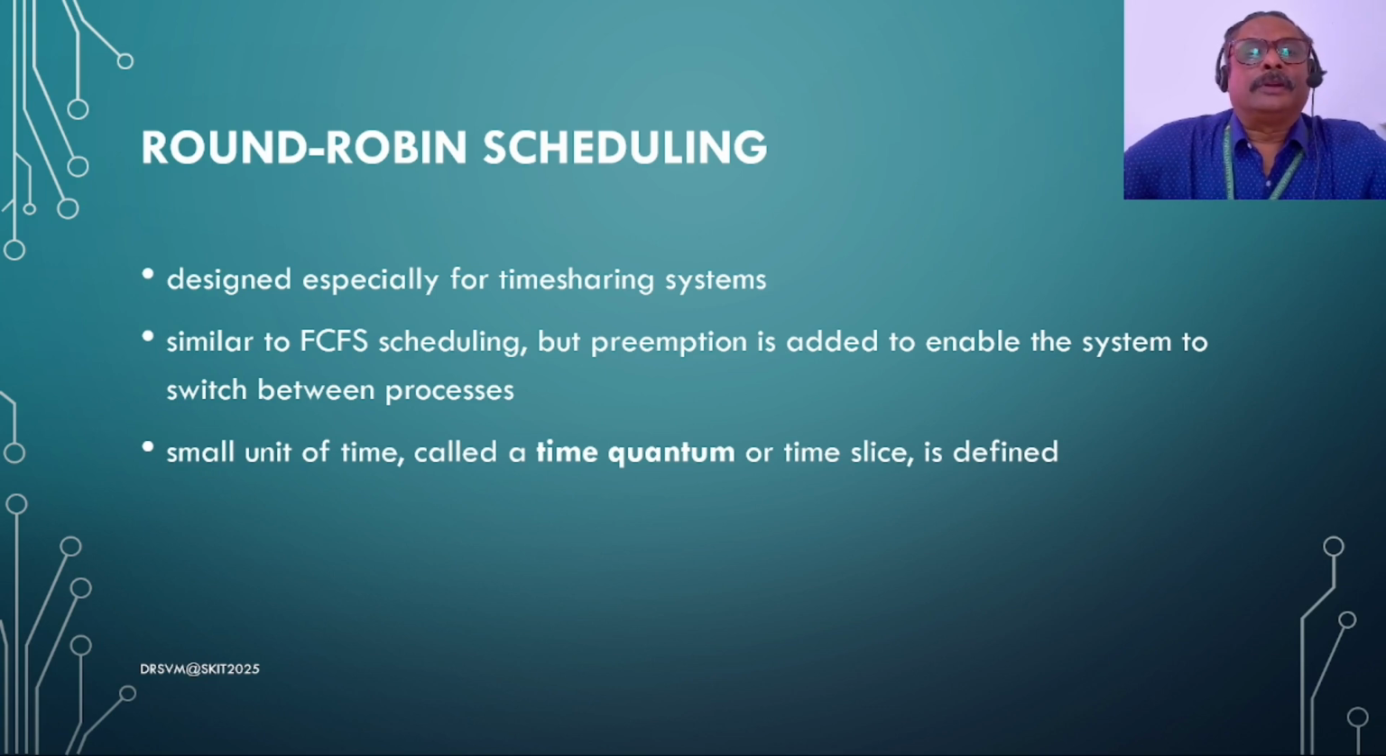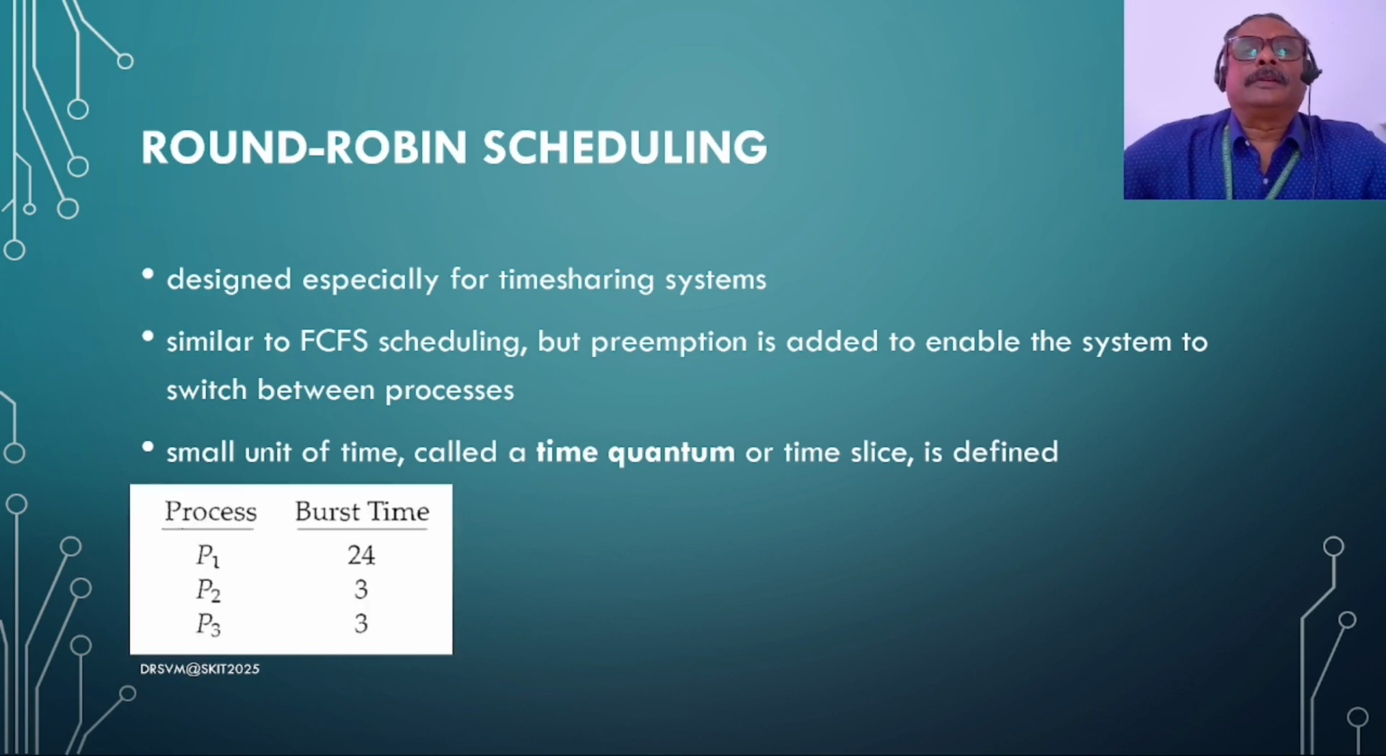In this, a small unit of time called a time quantum is defined, and after every time quantum the process changes its place. So the process which is running will stop running and get into the ready queue, and the next process in the ready queue comes back to the running state, and after every time quantum this cycle repeats.